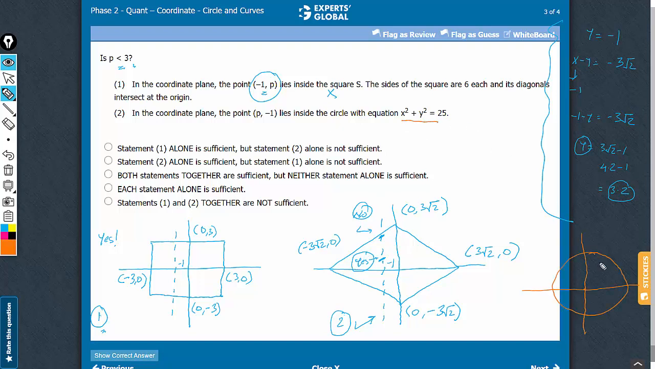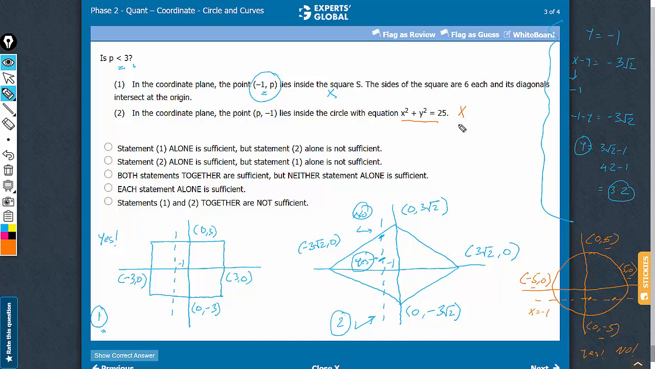This equation represents a circle with radius 5. These 4 represent points on which the circle cuts the coordinate axis. Now it says p comma minus 1 lies inside the circle. So p comma minus 1 means that the point can lie anywhere on this line. This is the x equals minus 1 line, and once again, if the point is somewhere here close to the y-axis, the answer would be yes, and if the point is far away somewhere here, the answer would be no. So once again, yes and no both are possible.